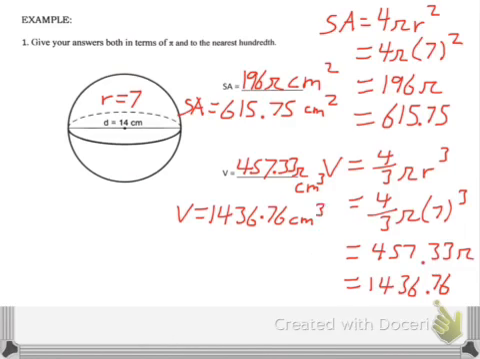All right, so there's our two answers for volume, one in terms of pi and one rounded to the nearest hundredth. And that'll do it for our lesson on surface area and volume of spheres.